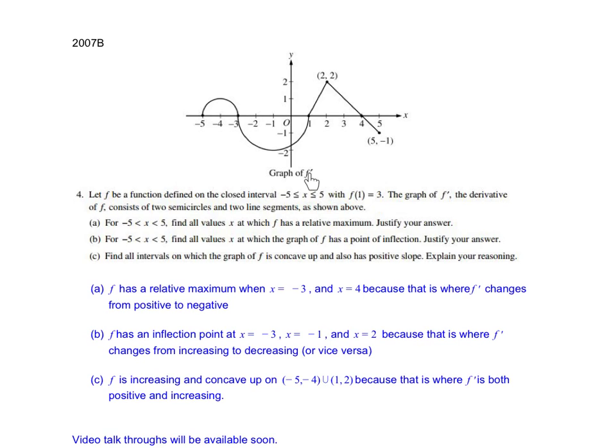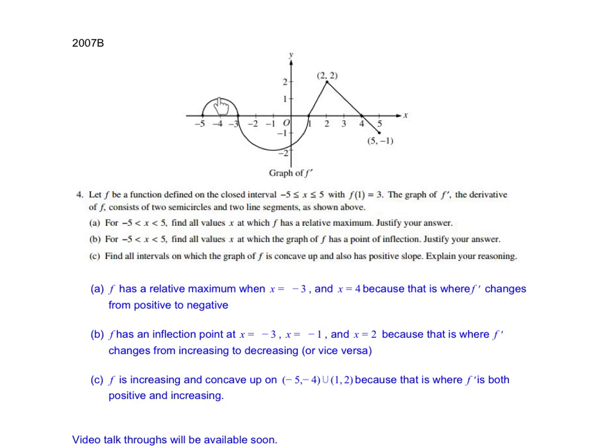And since what we have is a graph of f prime, hopefully I've explained this stuff well enough so you know that if f prime is positive, the function's increasing. If f prime is negative, the function's decreasing. And so for a local max, we want f prime to change from positive to negative. And that's what's happening here at -3.